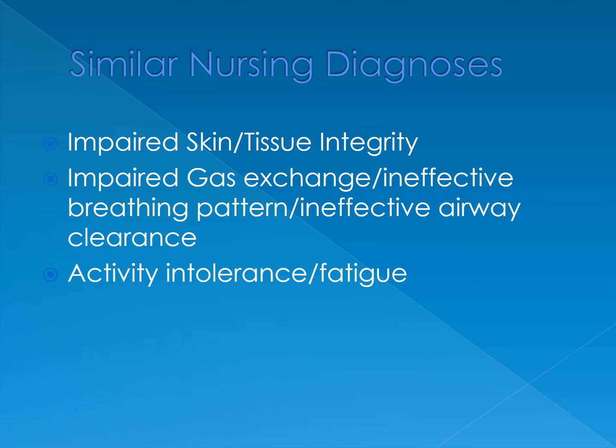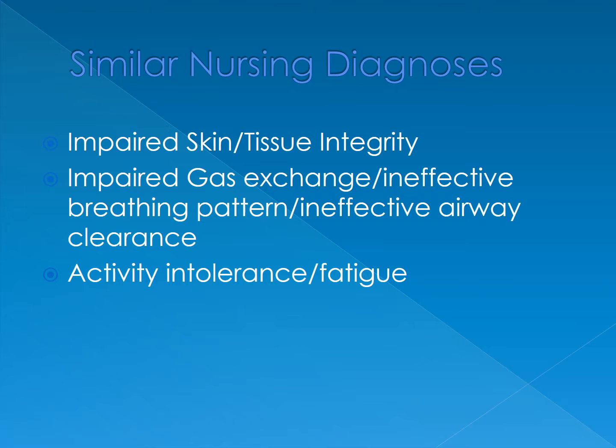Impaired gas exchange, ineffective breathing patterns, and ineffective airway clearance are also ones that get mixed up. So let's look at them. When we look at gas exchange and its definition, it says an excess or deficit in oxygenation and/or carbon dioxide elimination at the alveolar capillary membrane. So what we're basically looking at here is that gas exchange in the lungs is not happening.